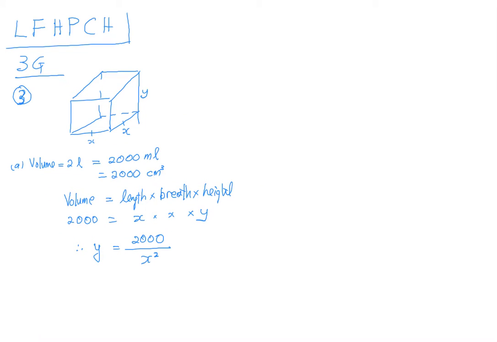So in a question like geometrical shape, you have to write down the formula that you use. You have to show what formula you use to get the answer. Okay, now part B. They say show that the surface area of the box A is given by. Is this an open box or a closed box? So if it is an open box, you have only 5 surfaces, because it's an open box.